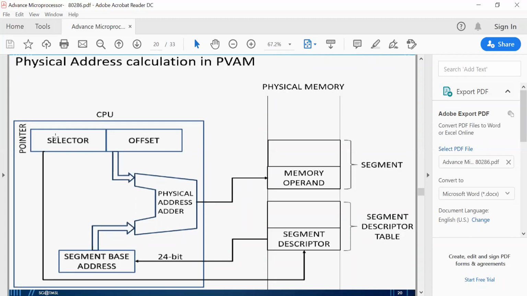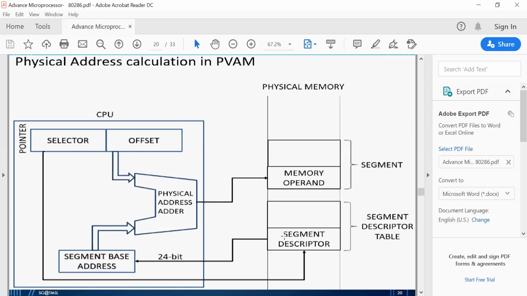Okay, so first, the selector. And what is a selector? The selector is basically the 16-bit content of a segment register, which is used to address a descriptor. So it points to the descriptor. Where is the descriptor? In your physical memory. From this descriptor, all the relevant information about the segment is available: what the segment is, what the limit is, and what the base address is.